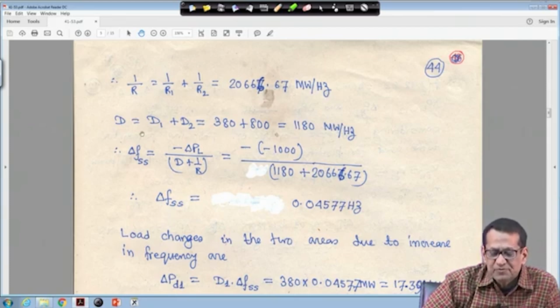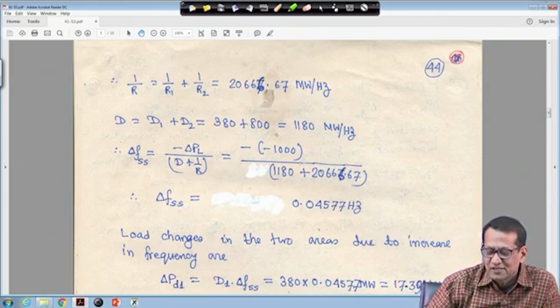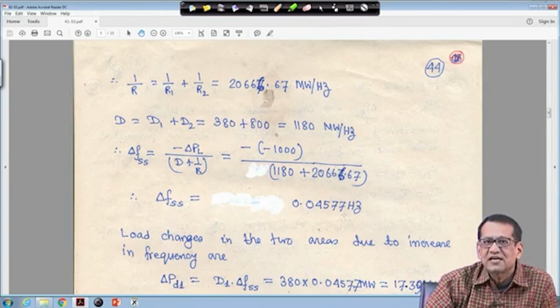Therefore, D is equal to D1 plus D2, so it will be 380 plus 800, 1180 megawatt per hertz. So, delta F SS is minus delta PL upon D plus 1/R. So, that 1000 load loss is minus of minus 1000, because an increase will take a positive sign and a decrease will take a negative sign. So, if you put in the total D and 1/R, delta F SS is 0.04577 hertz, right.